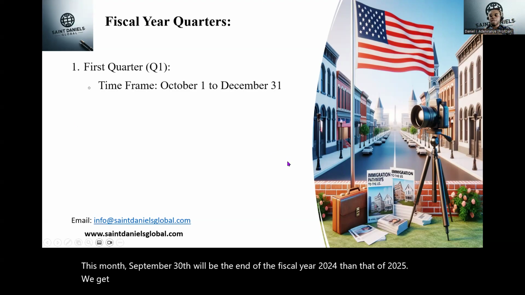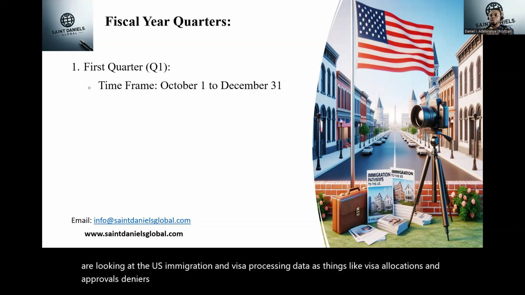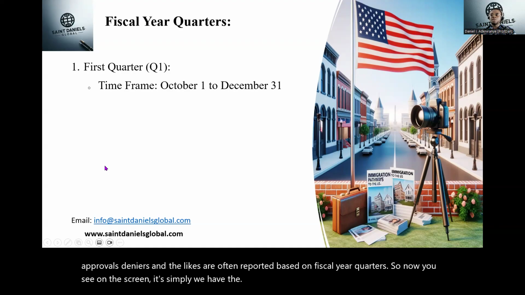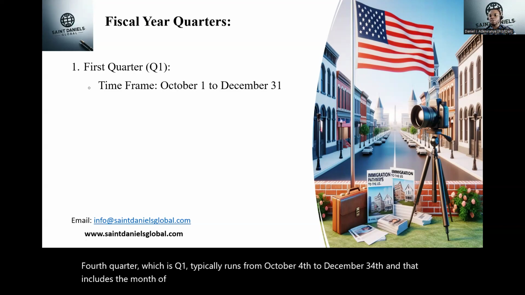Now, this breakdown is quite important to understand, especially when you are looking at US immigration and visa processing data, as things like visa allocations, approvals, denials, and the like are often reported based on fiscal year quarters. So now you see on the screen, we have the first quarter, Q1, which typically runs from October 1st to December 31st, and that includes the months of October, November, and December.